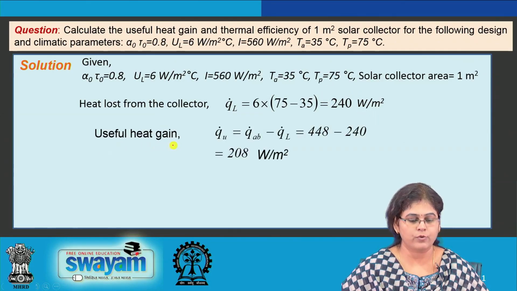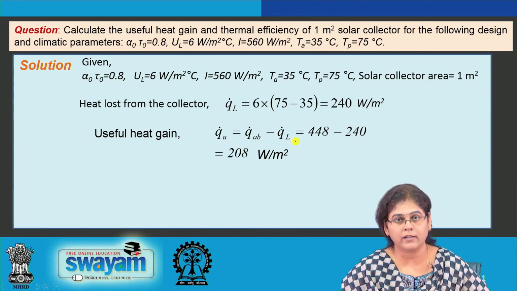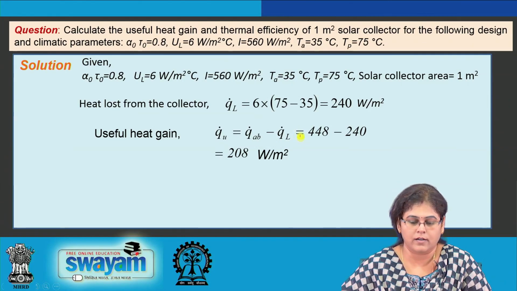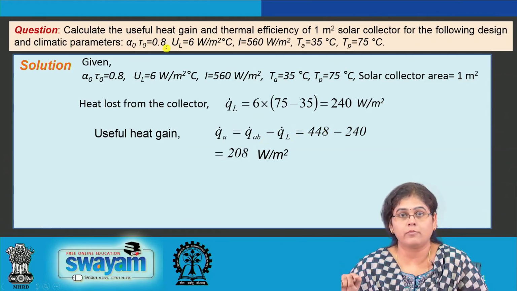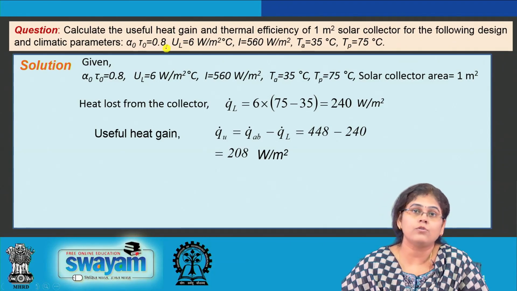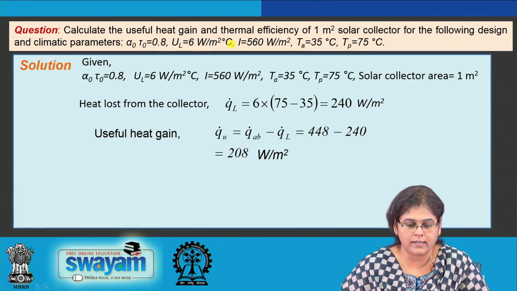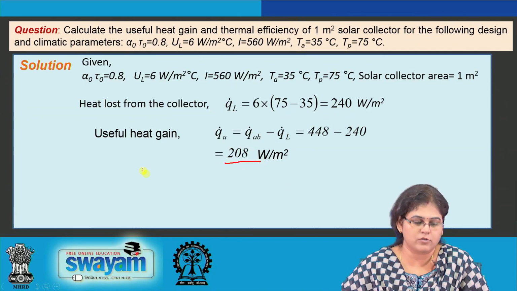Now, next, the useful heat gain is equal to the absorbed energy minus the heat lost from the collector. The absorbed energy is equal to the product of absorptivity, transmittivity and solar radiation intensity. So, 0.8 into 560, that we are getting as 448, minus 240, the QL which we already got. So, we are getting 208 watt per meter square as the useful heat gain.